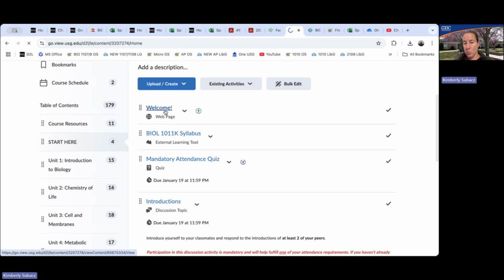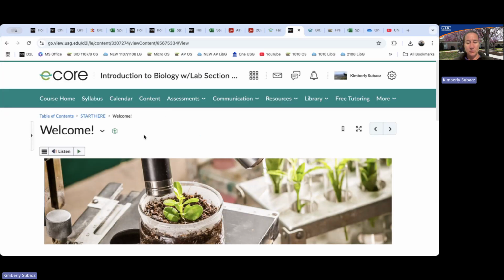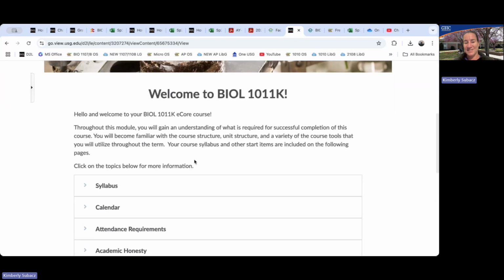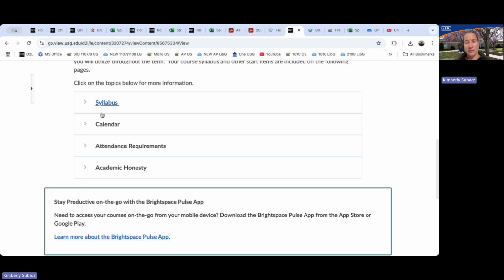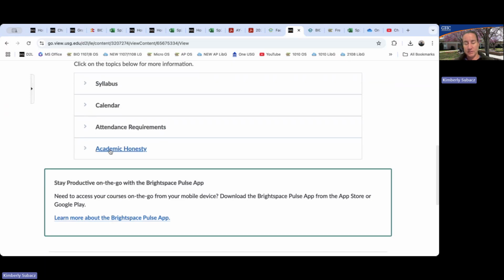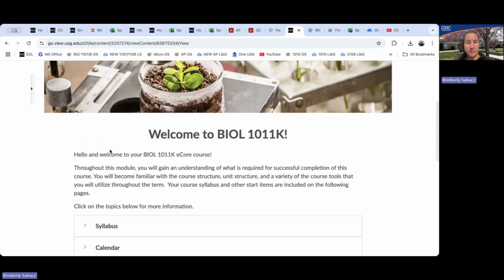So we've got the welcome page that is going to describe the basic concepts of how the course setup is. Link for the calendar, the syllabus, attendance requirements. I just said the 2 things again, the quiz and the discussion post. Do both of those. And then, of course, academic honesty, because we truly believe in that.